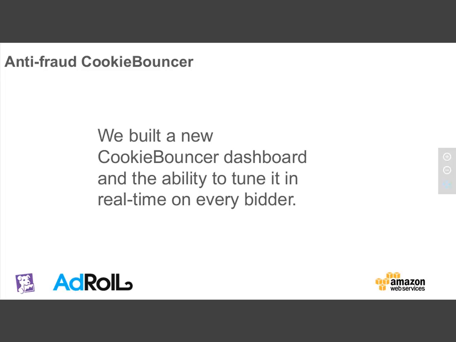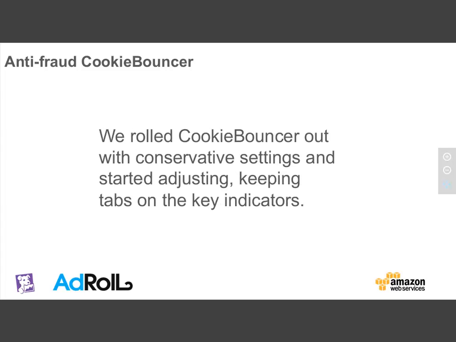So we built a new CookieBouncer dashboard. The people that were working on this project, we all sat down and we built one dashboard so we would have the ability to tune it in real time on every bidder and discuss amongst ourselves and build these experiments. So we rolled CookieBouncer out with very conservative settings, and we started adjusting, keeping tabs on the key indicators for the health of the bidder system. We would crank the CookieBouncer level up, wait about 30 seconds, see the change in Datadog, and then evaluate and ask amongst ourselves if we felt comfortable with where we were.